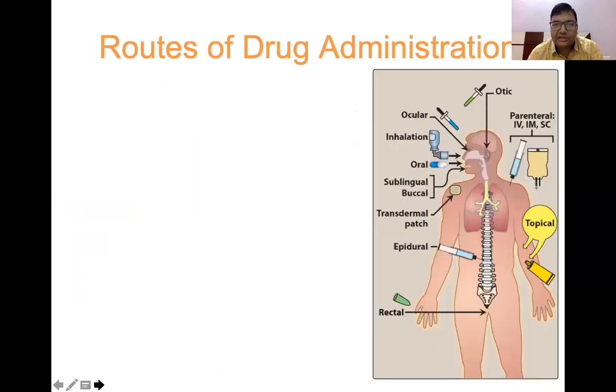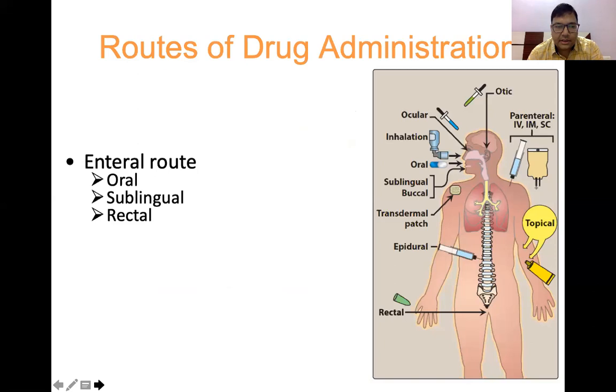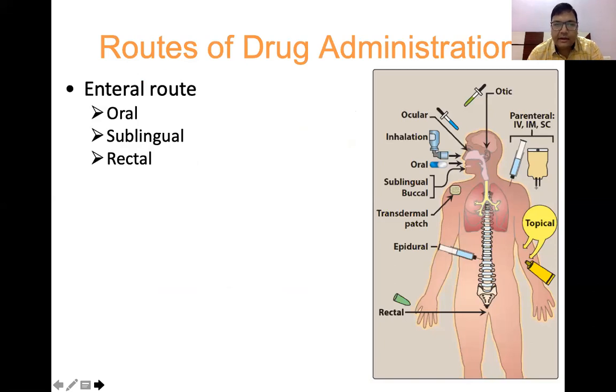Coming to the classification, what are the different routes of drug administration? The different routes of drugs have been divided into enteral, parenteral, and topical. Coming to them one by one, the enteral route of drug administration includes the oral, sublingual, and rectal routes. That means the drug is being administered to any part of the alimentary canal, right from the mouth to the anus. So this forms the enteral route of drug administration.